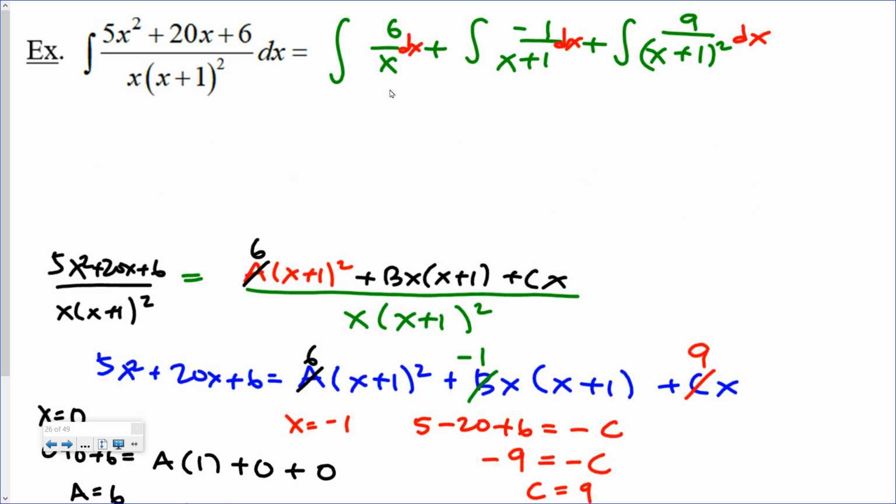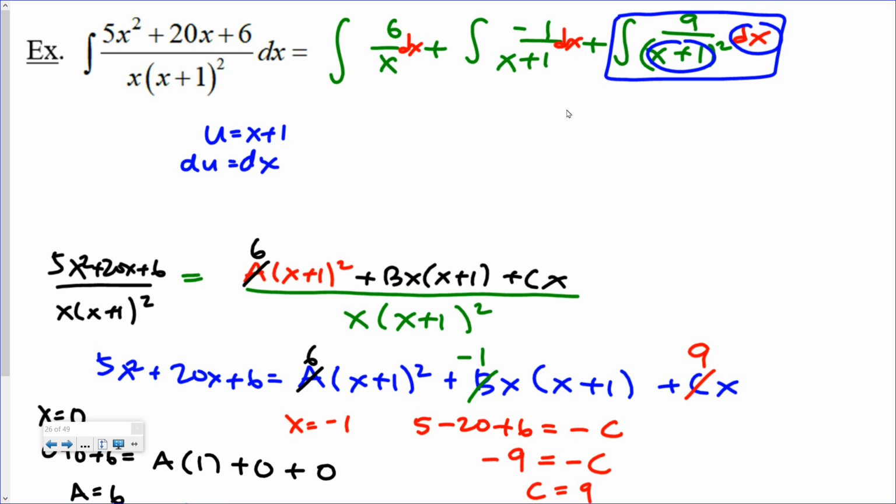Let's go ahead. The first two are pretty easy, right? So let me just do the last one for you in case we run out of time. On this last problem, what's your U going to be? X plus 1, right? So your du is going to be dx. And so what I'm going to do is replace two things, my dx and my u. So this becomes 9 integral of 1 over u squared du. But that's really 9 integral of u to the negative 2 du. It should be an easy reverse power rule problem for something that's on my pink sheet.